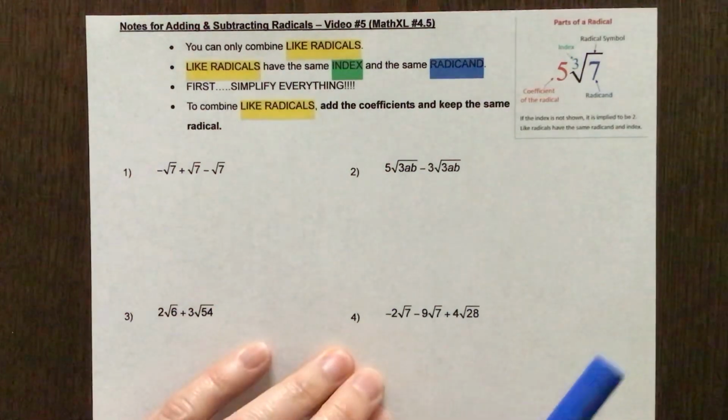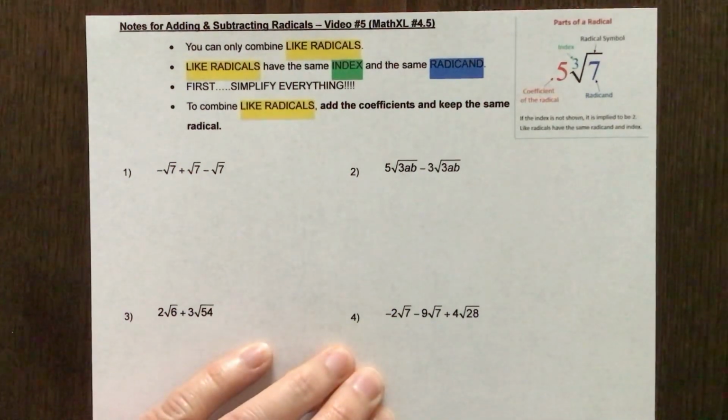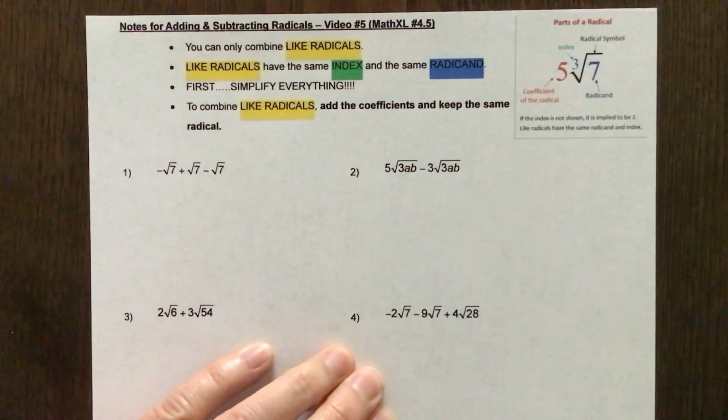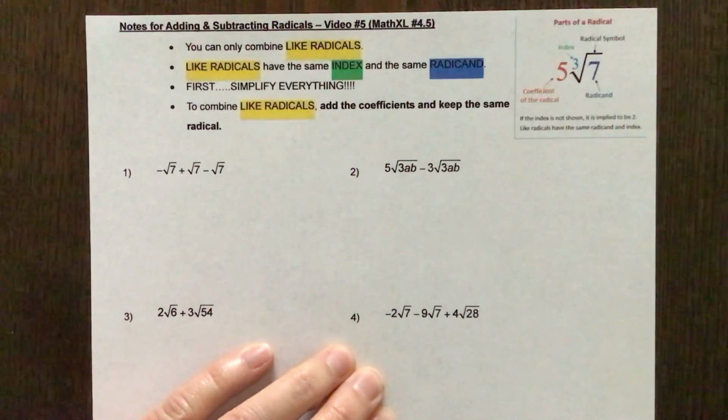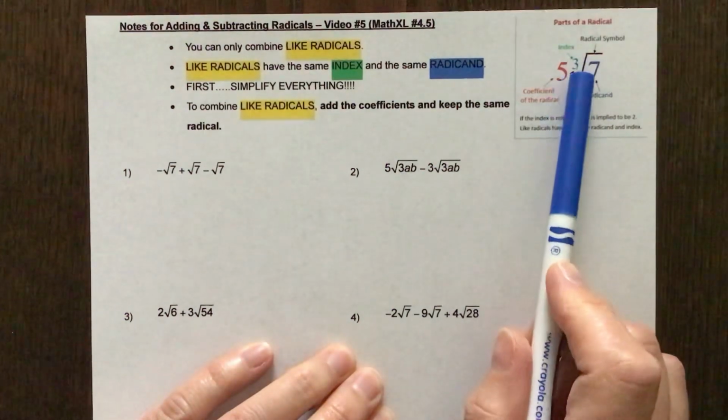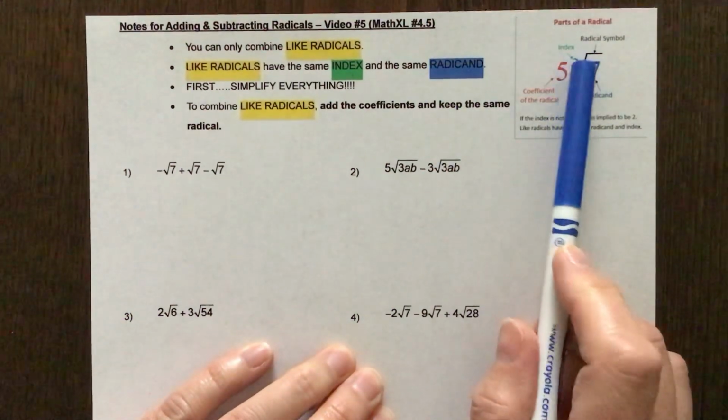Hi guys, today we're going to add and subtract radicals. Last week, in our last lesson, we were multiplying radicals, and we could multiply anything together as long as the index was the same. Remembering that the index is this little number inside the check mark telling us what the root is.